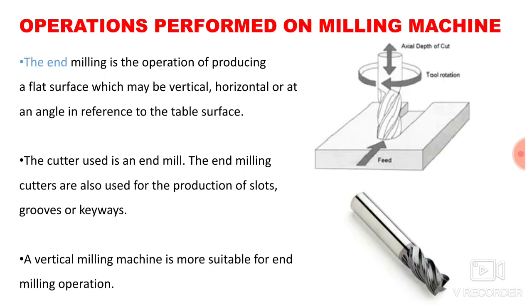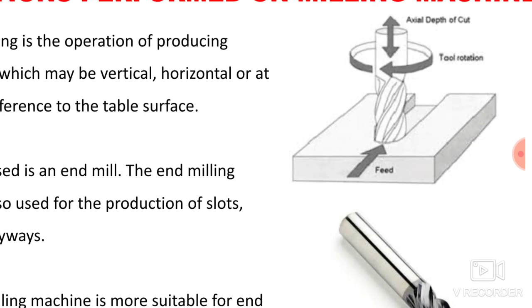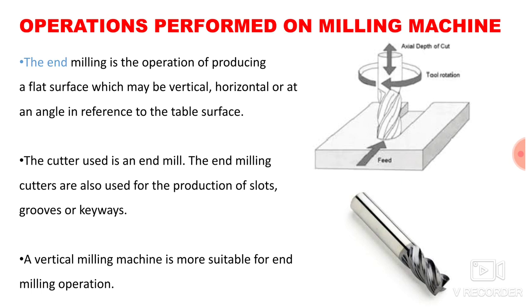So end milling is the operation of producing a flat surface which may be vertical, horizontal or at any other angle. So with this operation you can produce a flat surface. The cutter used is the end mill. The end milling cutters are also used for the production of slots, grooves or keyways. A vertical milling machine is more suitable for end milling operation. So mostly end milling operation is performed over a vertical milling machine.